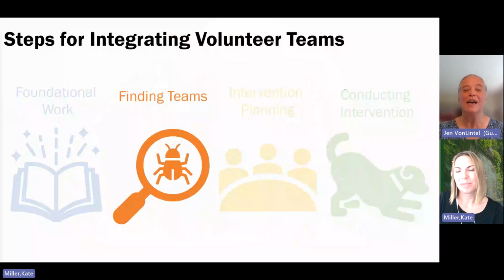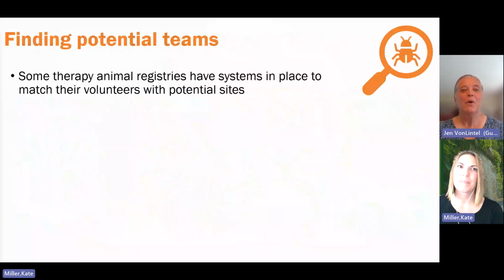Now we're going to look into finding these teams. There are some therapy animal registries that have these systems in place. Pet Partners is an example. You can get online with them. You can almost post a want ad saying, hey, we're interested in these teams. You can also look at different local groups. As an example, Havoc is a wonderful local group. If I'm reaching out in the community, I'll hear, oh, we had a Havoc team here, or we had a Havoc team there.